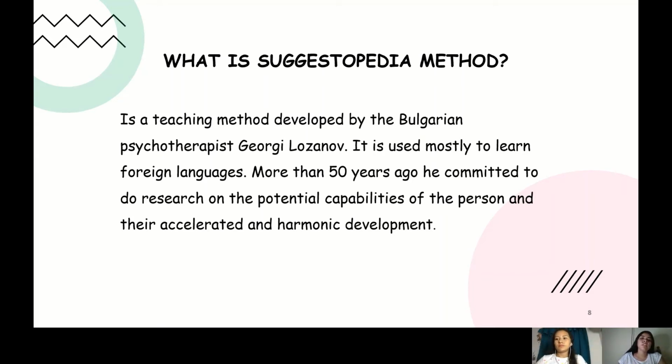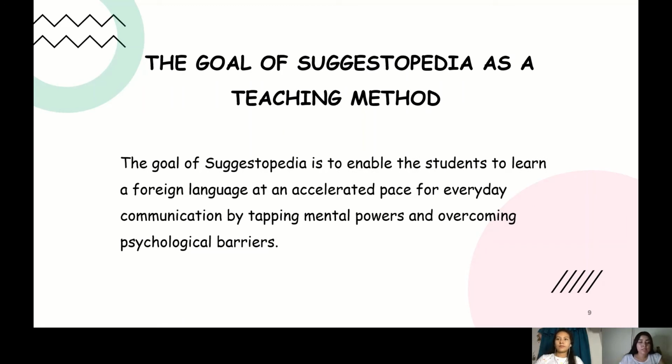More than 50 years ago, he committed to doing research on the potential capabilities of the person and their accelerated harmonic development. In other words, Suggestopedia is a pedagogic system of teaching that is a combination of pedagogy, psychology, and artistic approaches. Now, the goal of Suggestopedia as a teaching method: the goal is to enable students to learn a foreign language at an accelerated pace for everyday communication by tapping mental powers and overcoming psychological barriers.